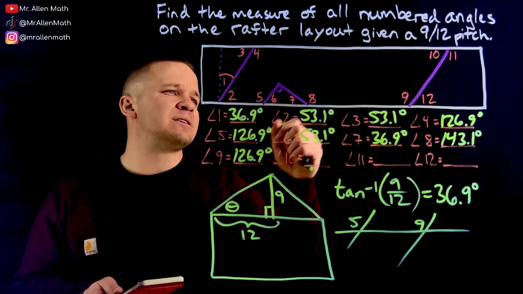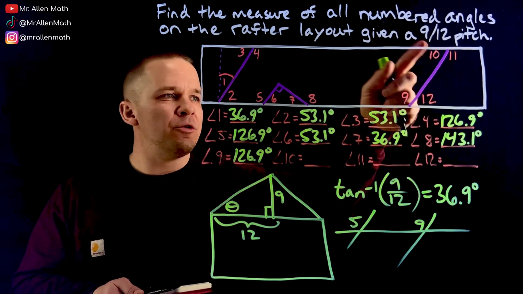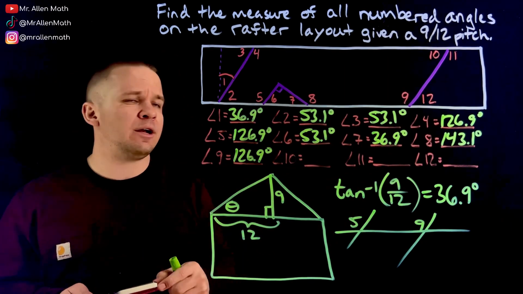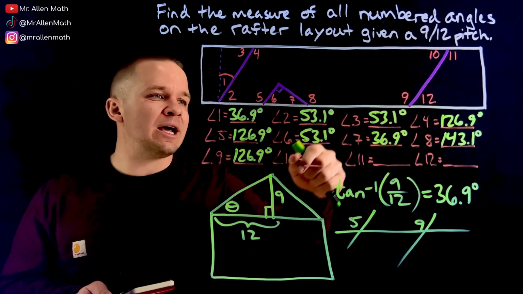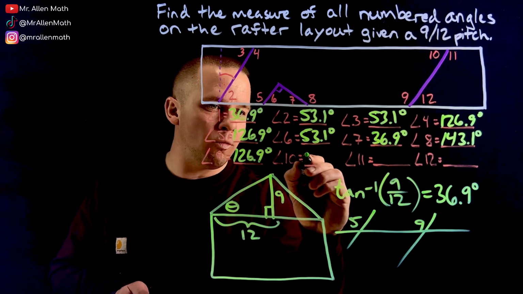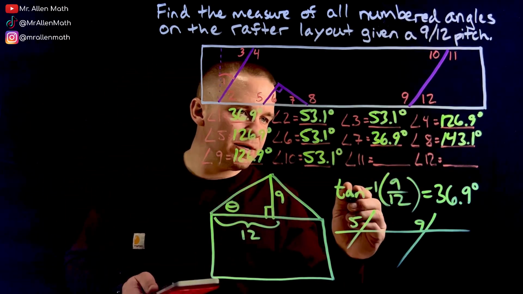All right, how about angle 10 here? Well, 9 and 10, parallel lines, transversal. Those are same side interior. A lot of same side interiors popping up in this rafter layout here. That's going to happen. All right. So 9 and 10 are supplementary. So what's supplementary to 9? Well, we know it's 53.1. So 53.1 degrees.